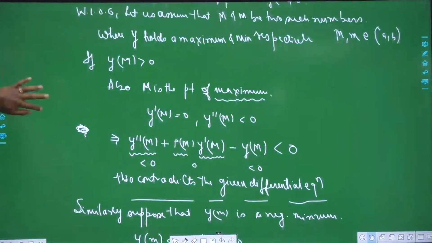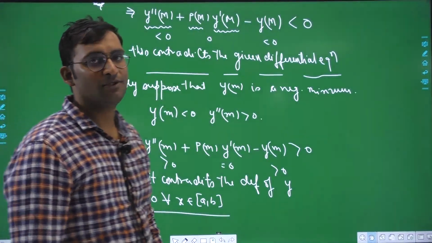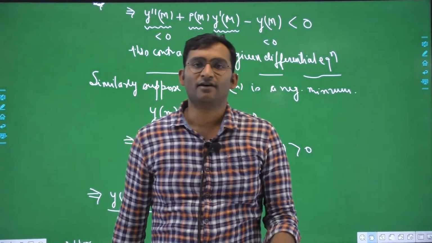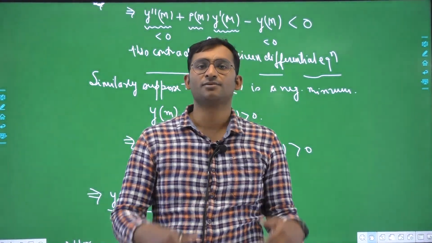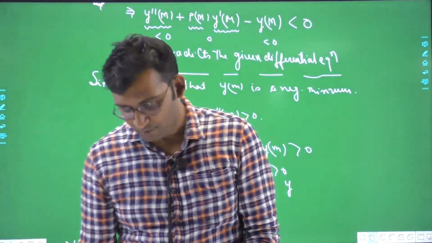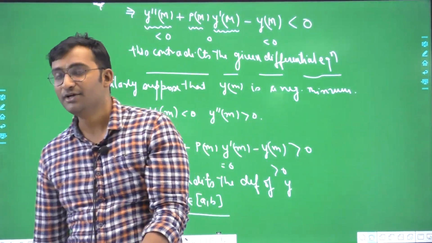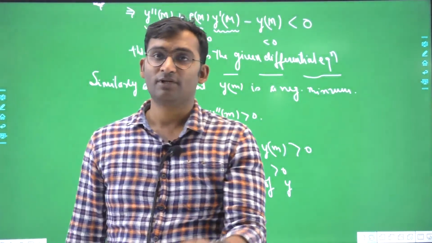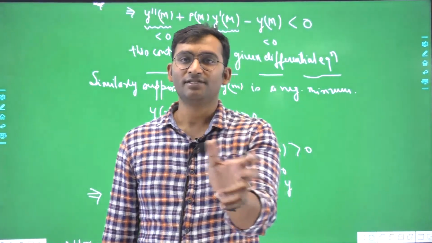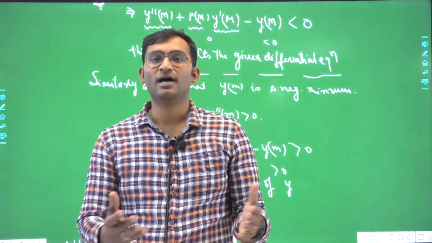This I have achieved using contradiction. What I have done in this particular question is assume that your solution, your function y(x), is not trivially zero, so it is supposed to be positive or negative somewhere in the interval. If it is positive, then it will achieve some maximum value, because we already know that it is defined on a compact set a comma b. If there is a compact set, then the range set should be bounded, and it will achieve some maxima as well as minima.